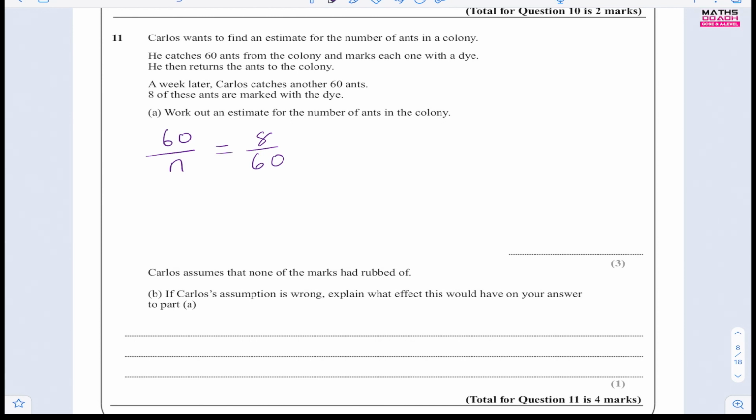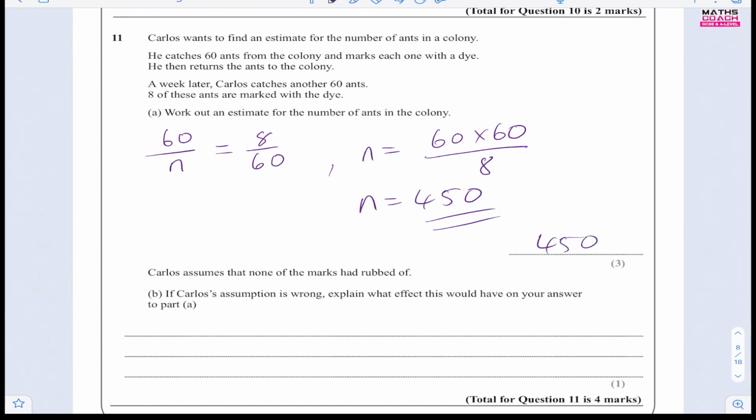All we have to do now is to make n the subject of this equation. How do we do that? We can just cross multiply. So we'll multiply this n up here and we'll multiply this up there, and then finally we'll divide by 8, giving us n is equal to 60 times 60 divided by 8, and that we can work out on our calculators as 450. So there are 450 ants in the colony as an estimate.